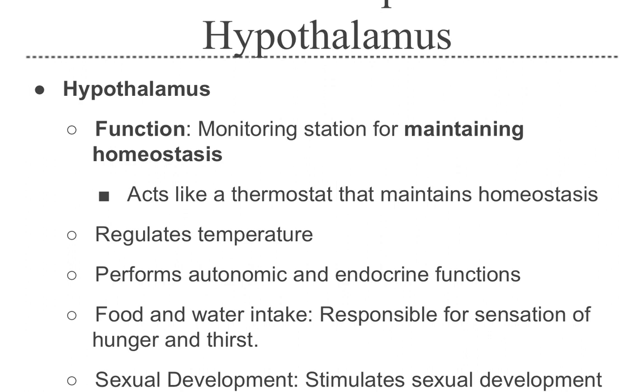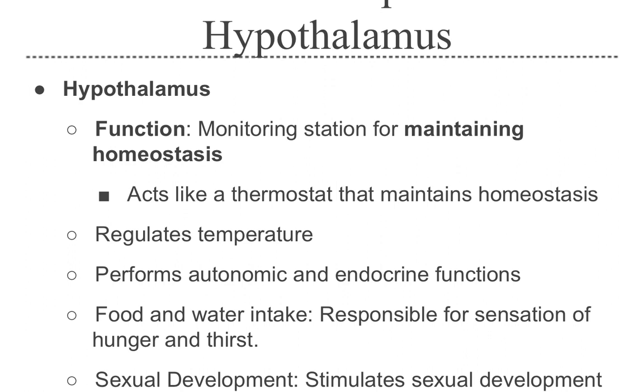So if our blood pressure is too low, so if we have hypotension, it's going to make our blood vessels constrict. And if we constrict them, that's going to increase our blood pressure. If our blood pressure is too high, it's going to try and dilate those vessels and decrease our heart rate and our blood pressure.